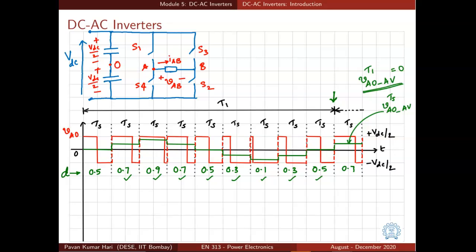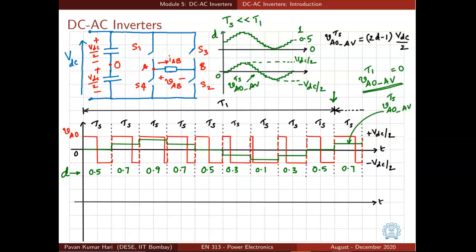It can be noted that the average value of VAO over this complete interval T1 will be 0, because the duty cycle starts at one point, goes up and down, and reaches back to the same point. So the average value of VAO over complete T1 will be 0, but the average value of VAO over the small interval TS is becoming positive and negative.